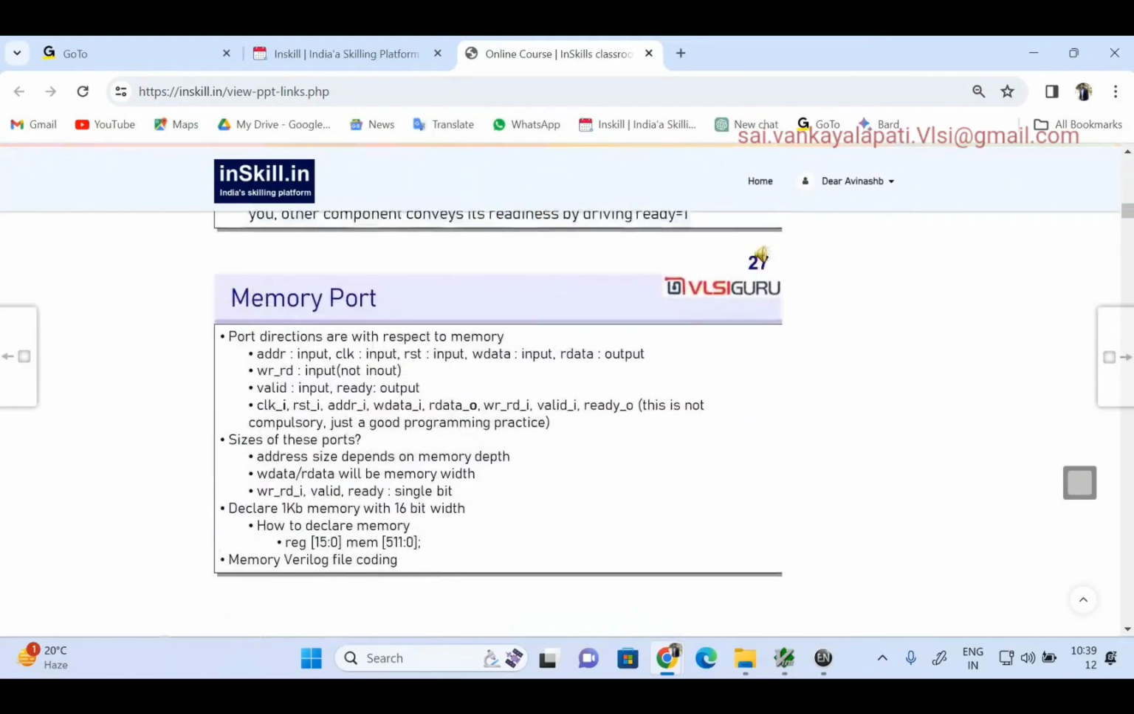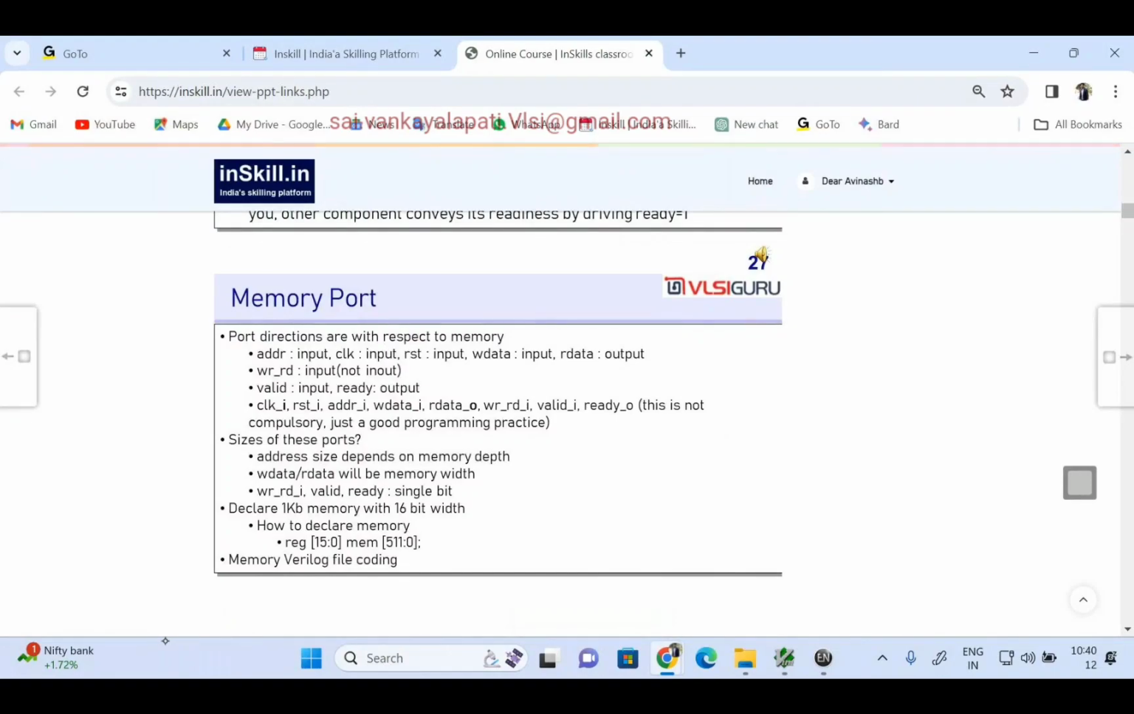Now let us write the program for this. To write this program, first we need to start with the size. You declare the width, the depth, and the address width. Then, which ports are input ports and which are output ports. What are the port directions with respect to the memory? Address is input, clock is input, reset is input, write data is input, read data is output, and the 1-bit signals read and write are inputs. You can consider this as input, not inout.